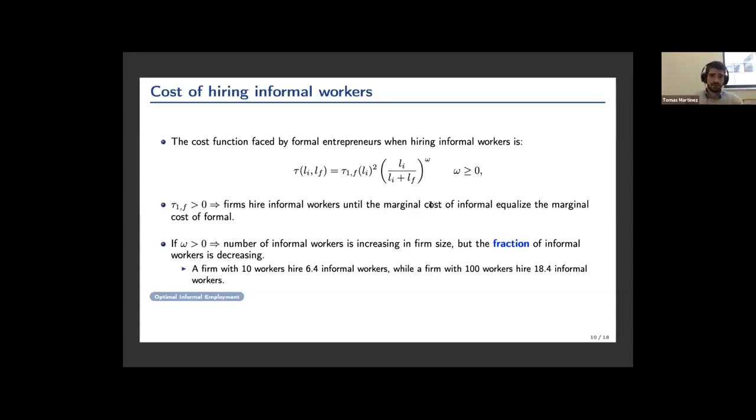worker. Now this function is going to be very flexible, and it's going to give you a very intuitive and interesting property, which is the number of informal workers will be increasing in firm size, but the fraction of informal workers is decreasing. So you can think that a firm with 10 workers would hire 6.4 informal, while a firm with 100 workers will hire 18.4, right? So large firms would hire more informal workers, but relatively less out of total labor.